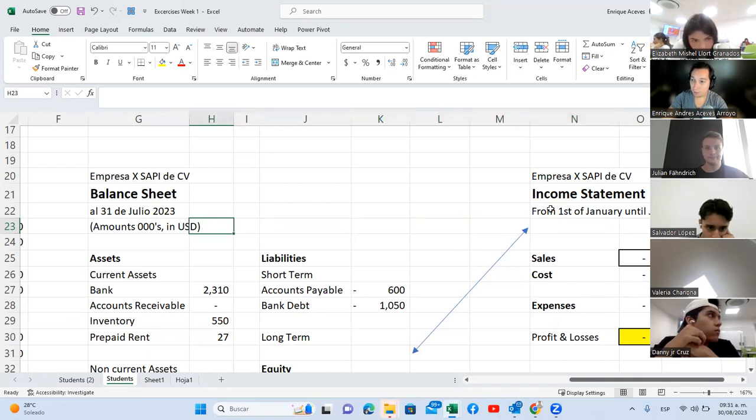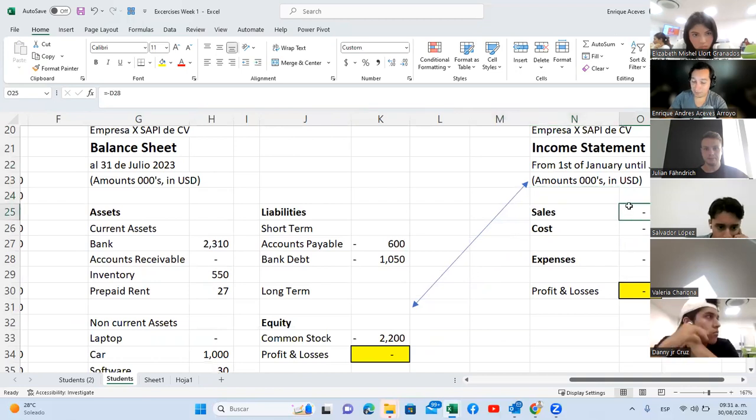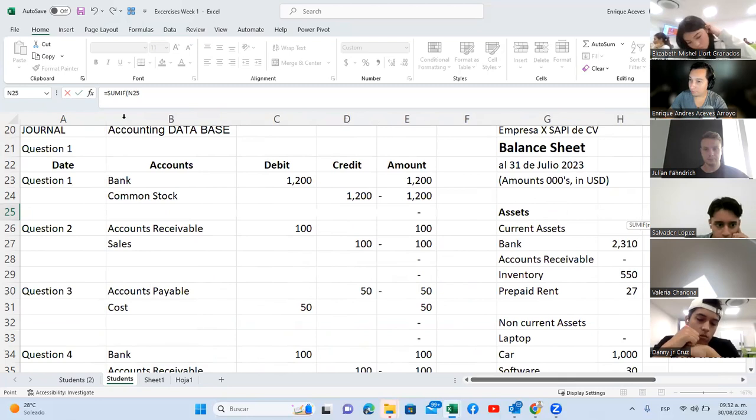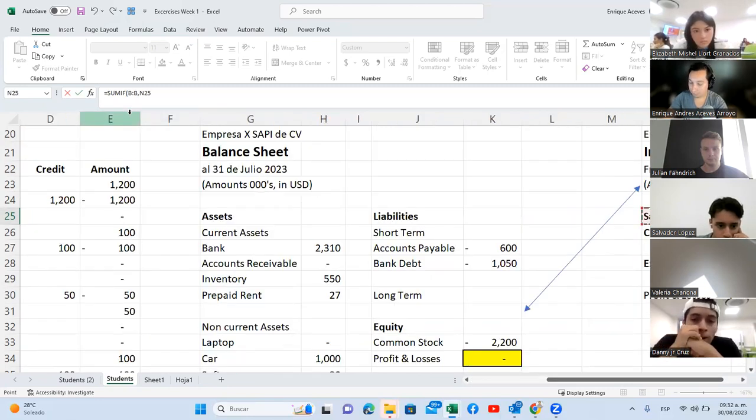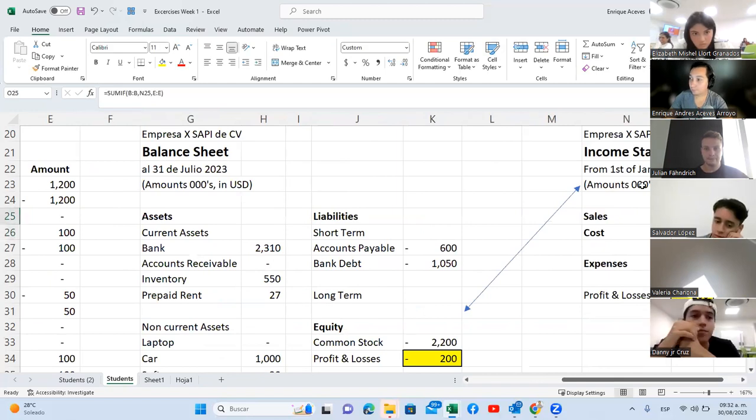And always, what are we reading? Mexican flutes, zarapes, avocados. The same formula. Sum if. First is the range, then the criteria, and we finish with the amounts column. Okay.